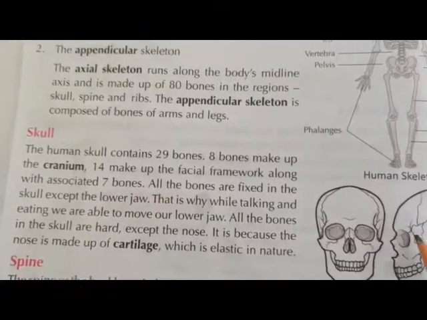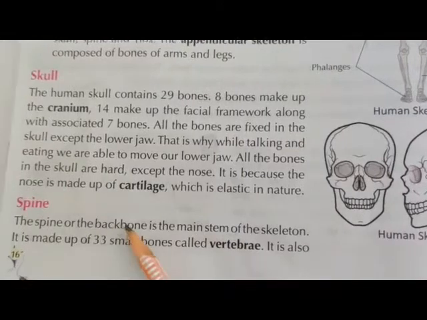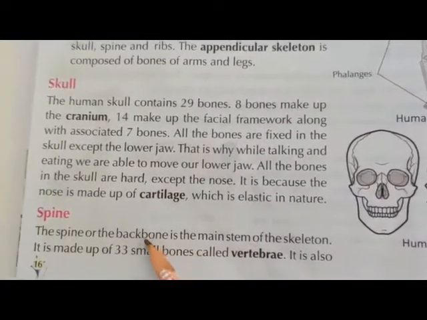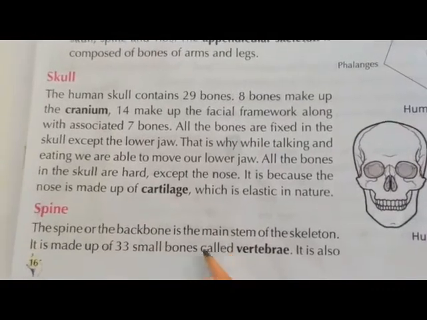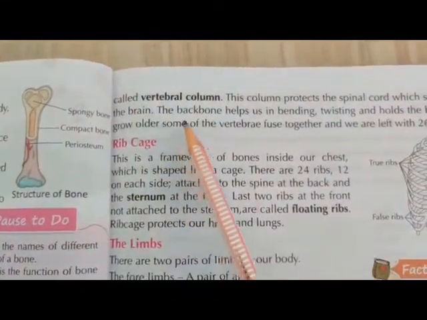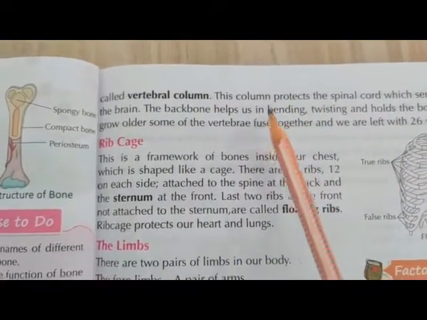Next is the spine or backbone. It is present in the back part. It has 33 small bones called vertebrae, or the vertebral column. This is on the back side of us, where we have the spine.